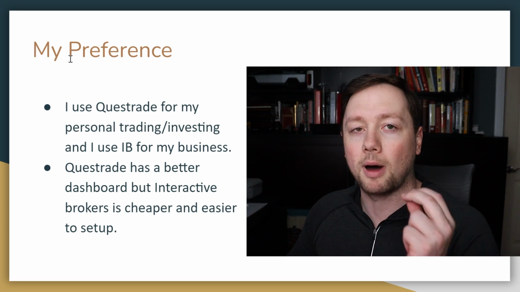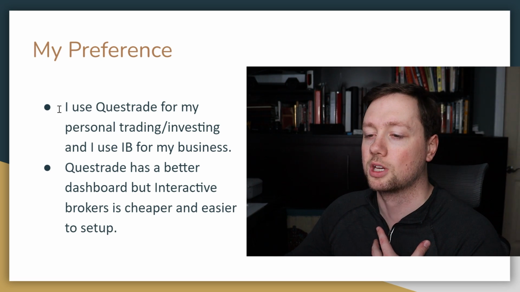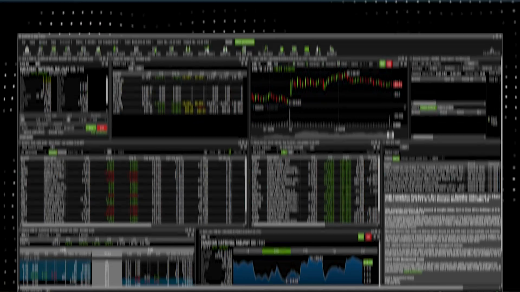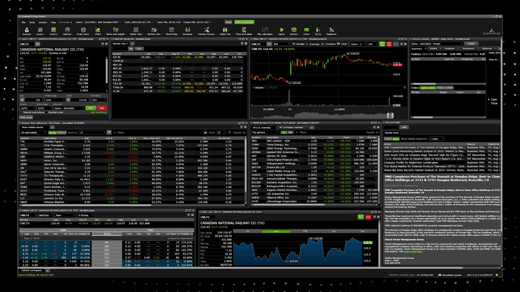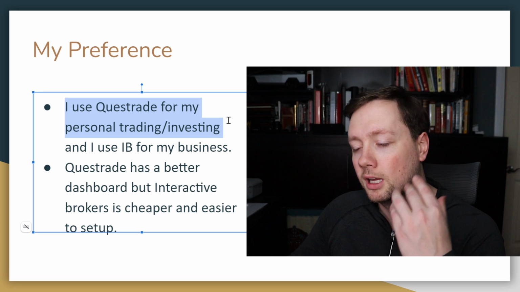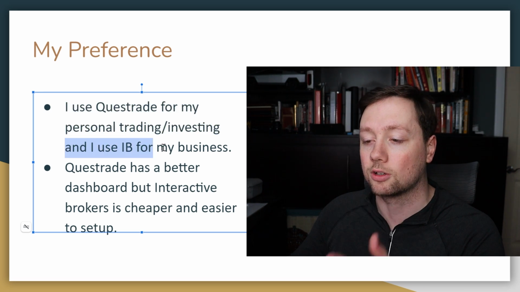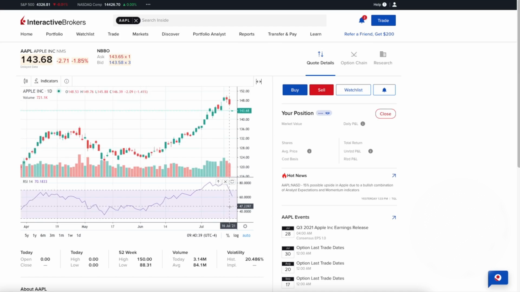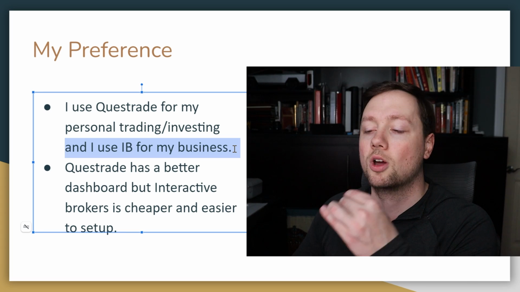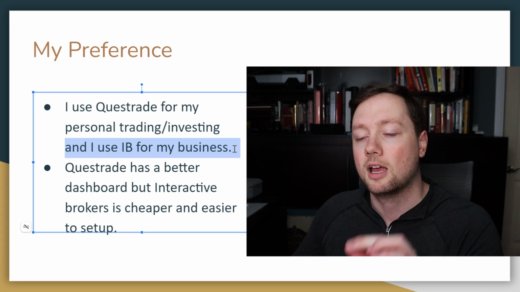Now, when it comes to my preference and what I personally use, I have it split. I use Questrade for my personal trading and investing, so anything that's done in my name. And I use Interactive Brokers for my business, so any securities that I hold through my business.